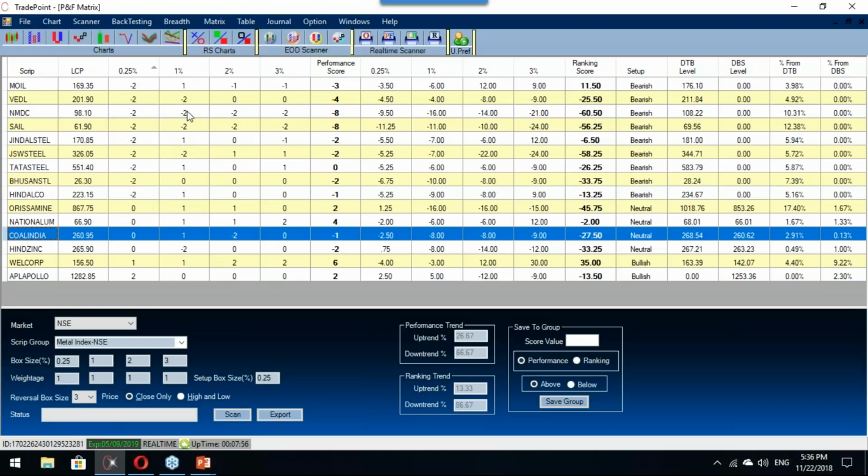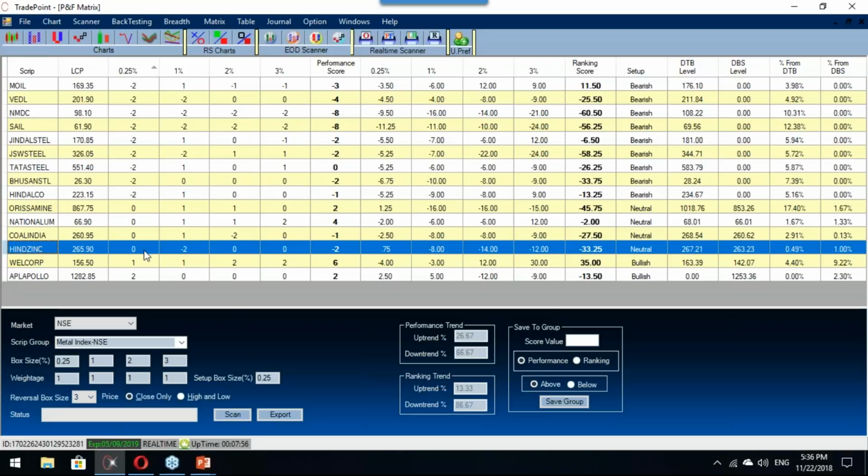And of course, your metal sector has been a big underperformer. So obviously, if there is going to be a sell idea from the stocks from this sector, you should be interested in them, right? How about Hindustan Zinc? Where is Hindustan Zinc? Same deal, right? Let us take a look at Hindustan Zinc.